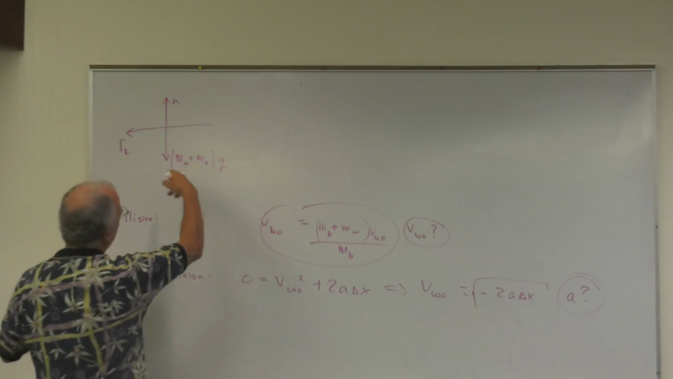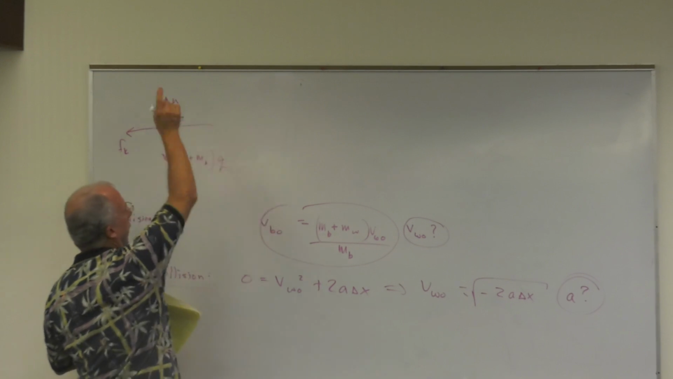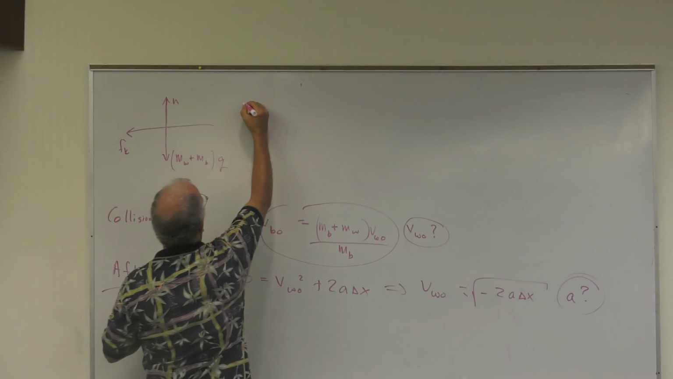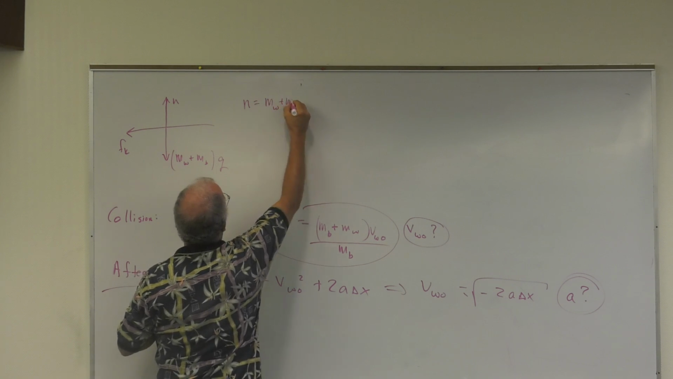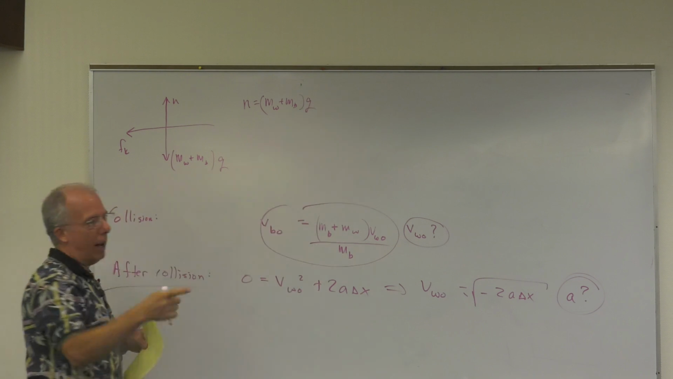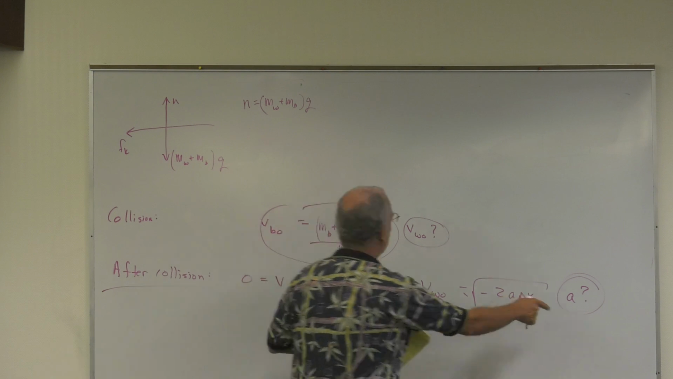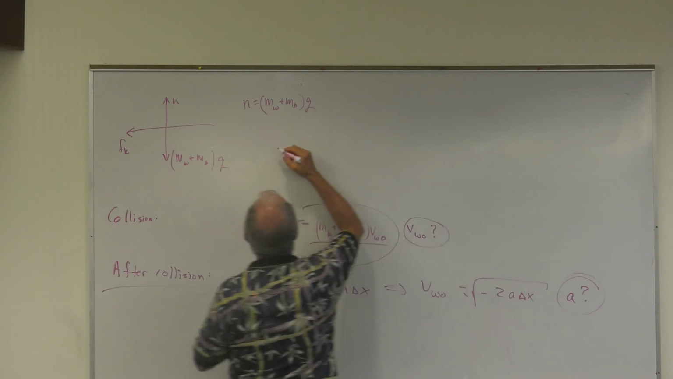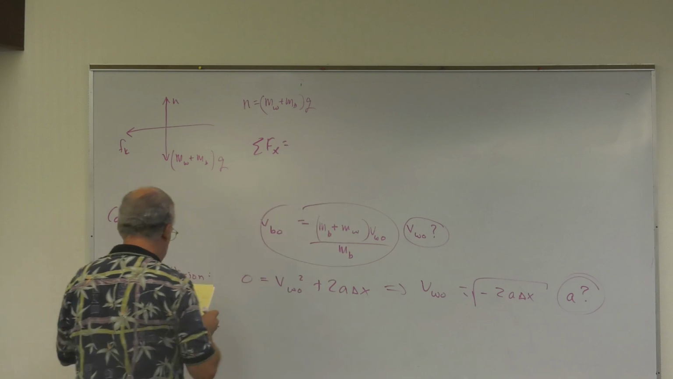Let's skip a couple of steps here. It's not accelerating in the y direction, so we know that the normal force is (m wood plus m bullet) times g. That's just the sum of the y forces. Now we want to get a, so we can do the x: sum of the x forces.